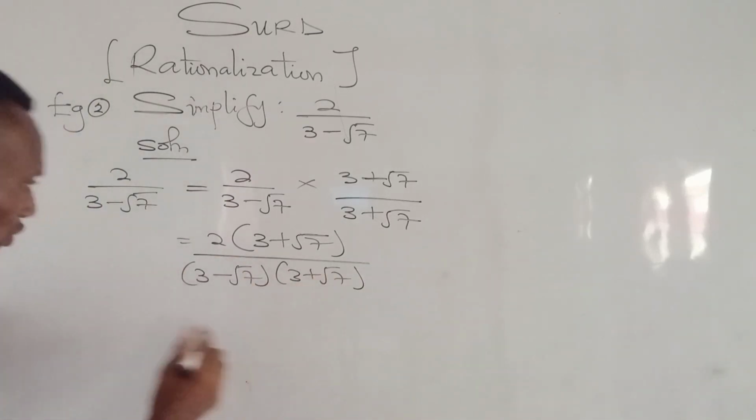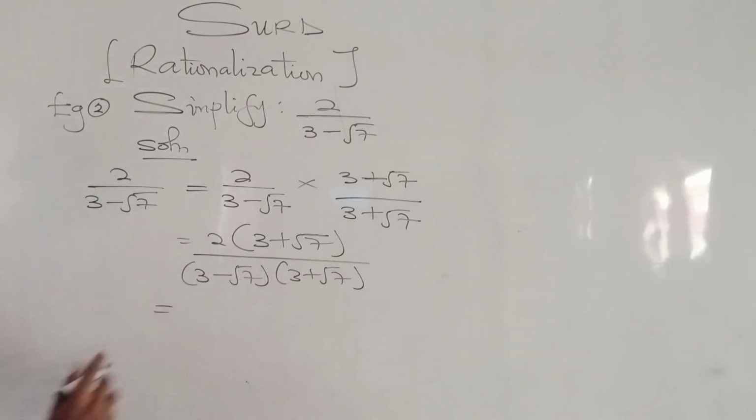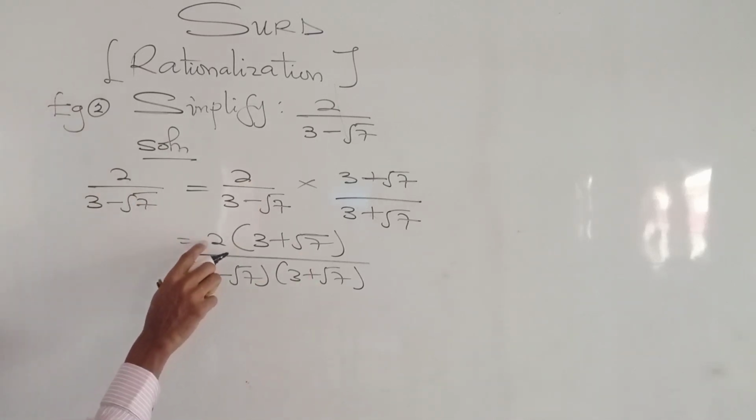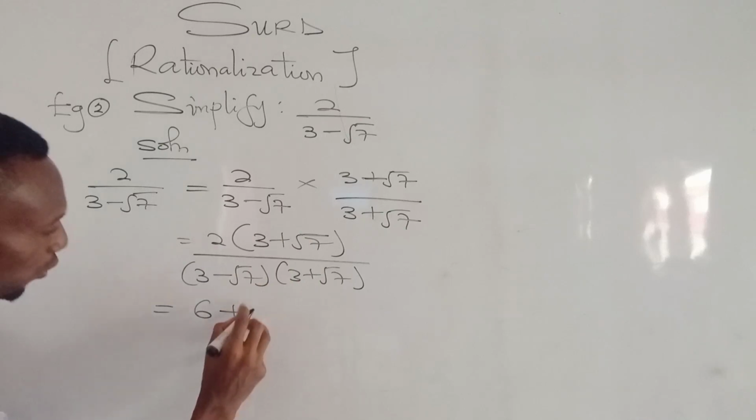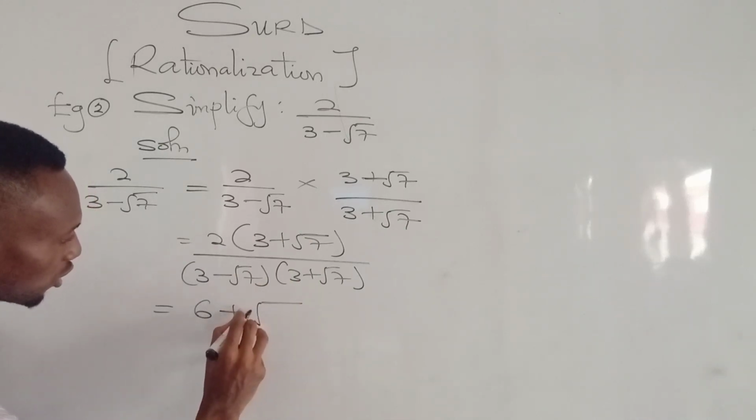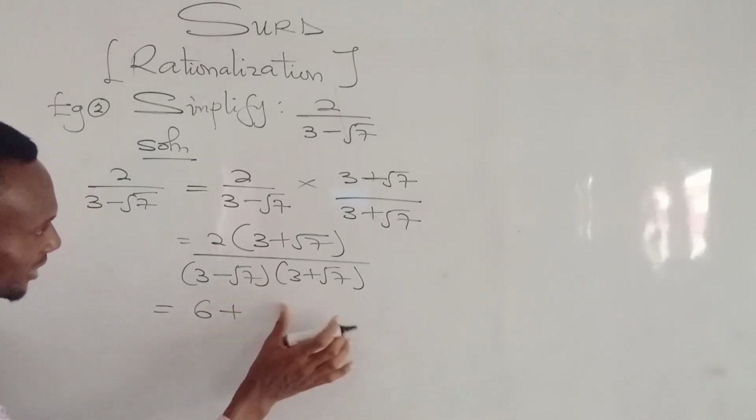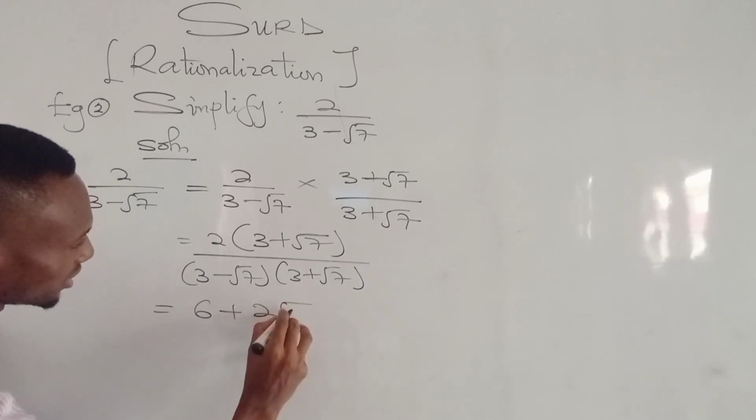From here, we just go ahead and do our removing of bracket. So 2 times 3 gives 6, plus 2 times root 7 gives 2 root 7. So you are going to get 2 root 7.